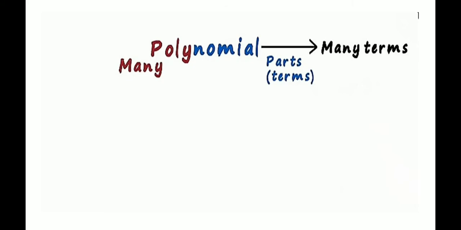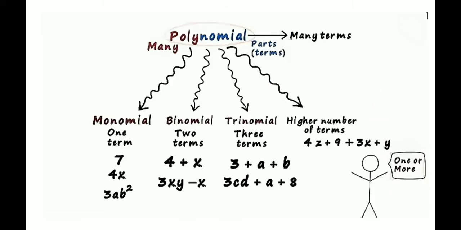So coming back to polynomial, poly means many, nomials means parts or terms you can say. So polynomial means many terms. A polynomial can be monomial, binomial, trinomial, based on the number of terms it has.